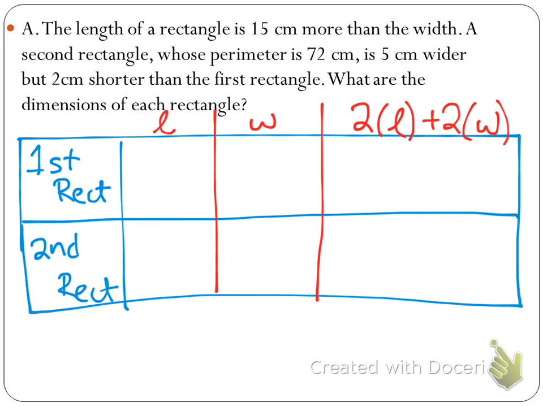Here it looks like we start with the first rectangle's width, right? And then they tell us about the length, how the length relates to the width. So if I call this one W, I can work everything else around that. So what's the length of the first one related to this W? Yeah, 15 centimeters more, so that'd be W plus 15.